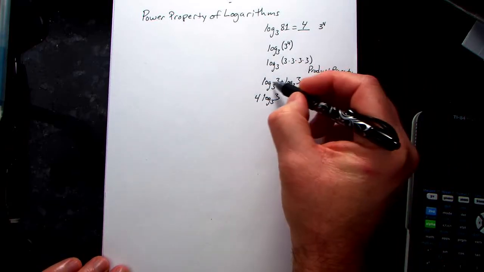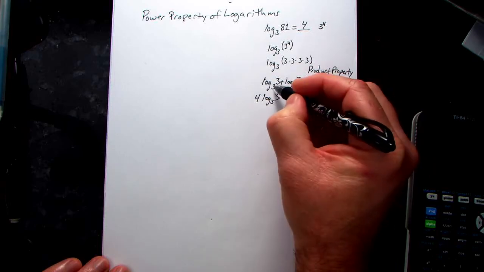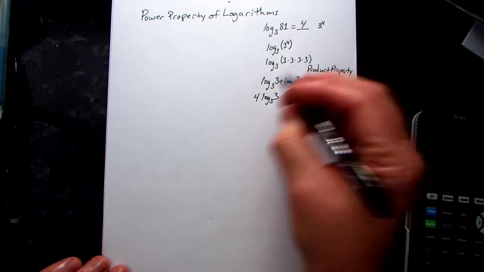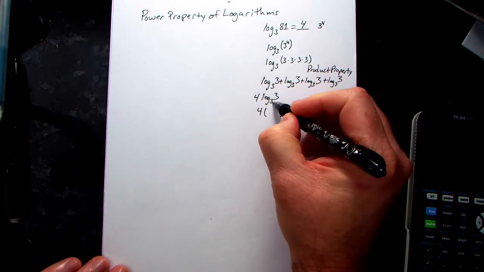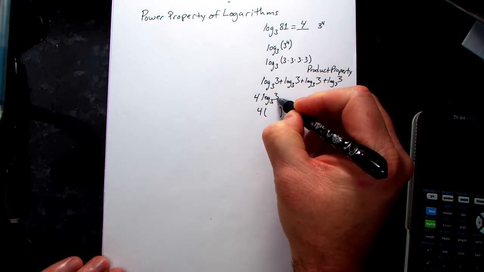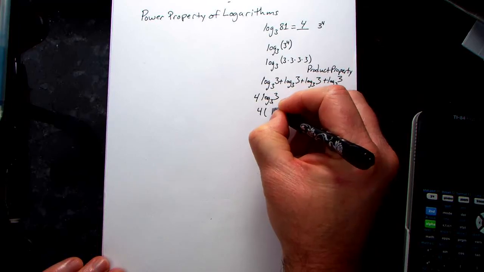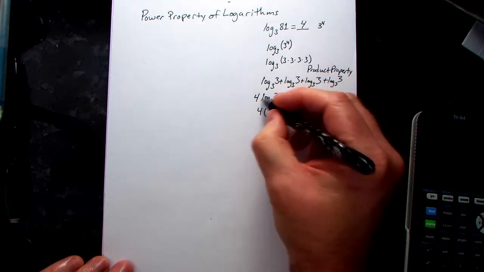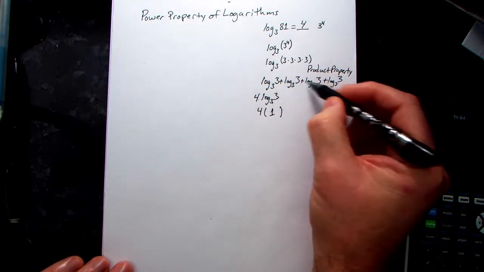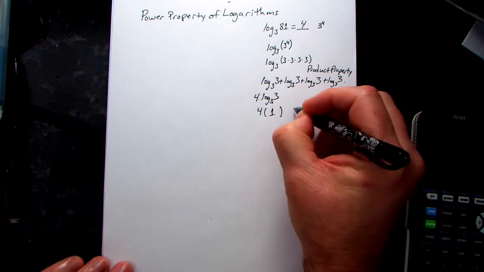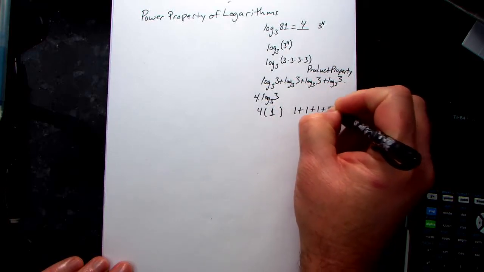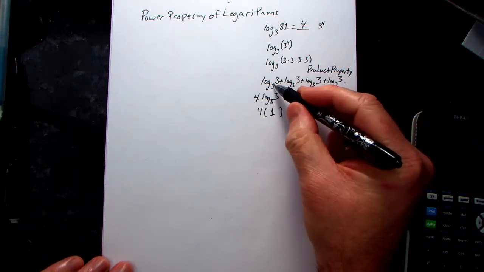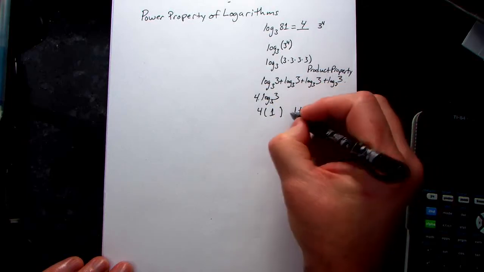If we look at the value of this log base 3 of 3, let's try and figure out what that is. 3 to what power equals 3? Well, the answer to that is 1. So this is 4 times 1. If we look at this expression up here, that's 1 plus 1 plus 1 plus 1, because each of these is 3 to what power equals 3. 3 to the first power.